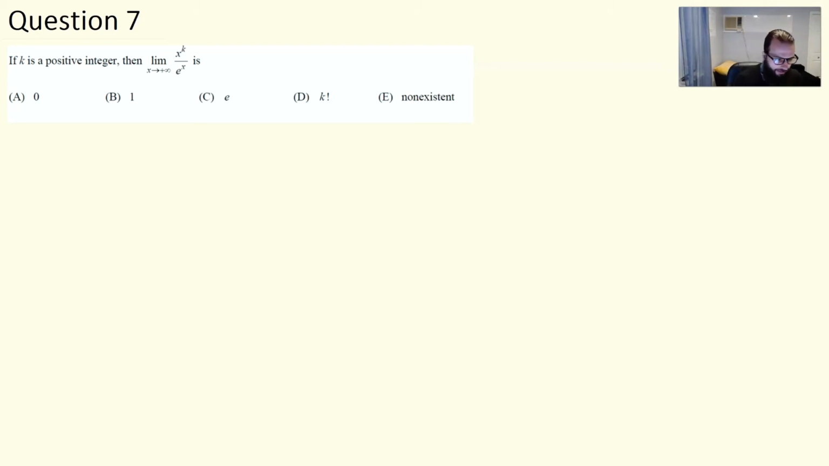So what we have here is x to the k, where k is some positive integer, and we have e to the x in the denominator. And the question is, what happens as x approaches infinity? Well, the top function here is a standard polynomial function. It's a monomial because it's only one term, but it's a polynomial function in the sense that it's x, the variable, to some constant power.